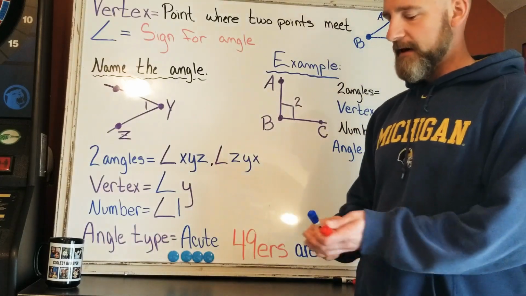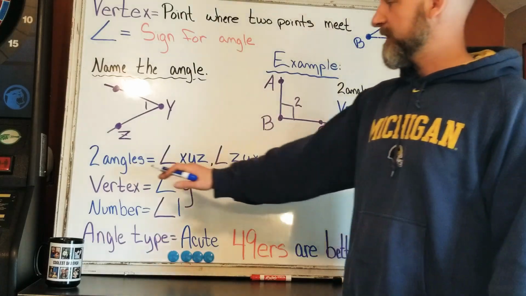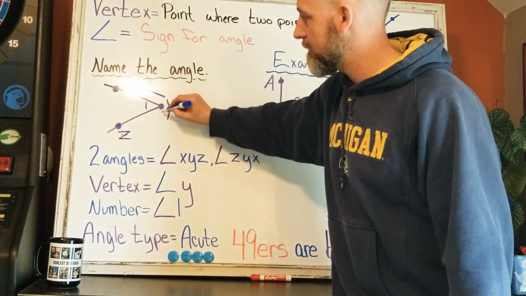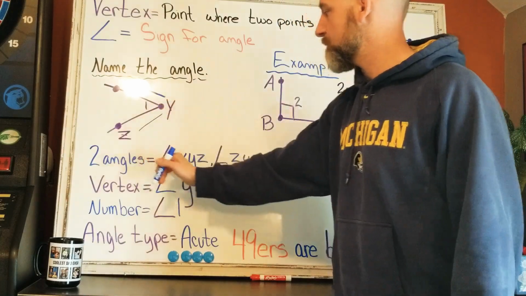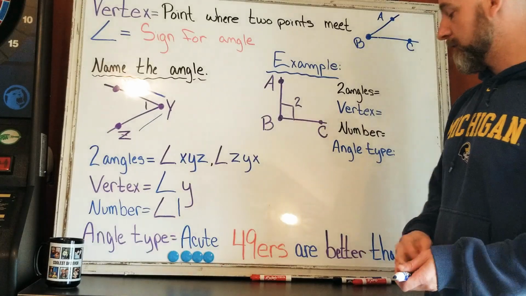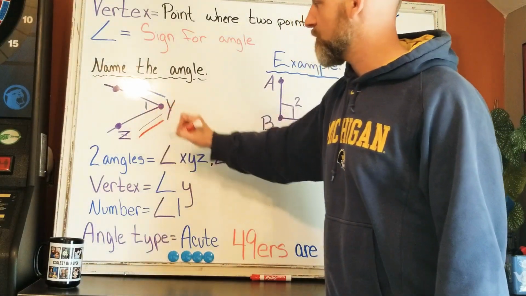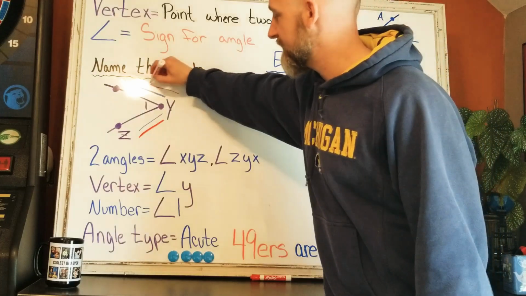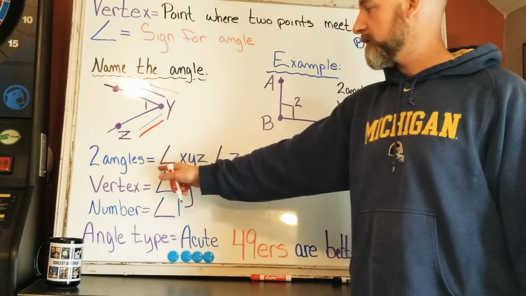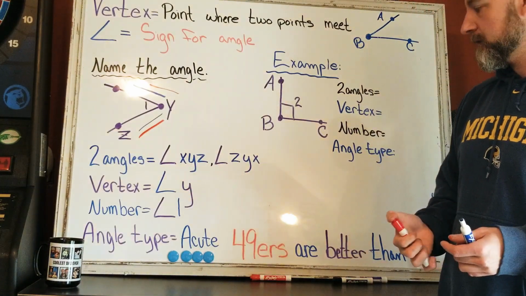So we want to find the name of the two angles here. One angle would be X to Y and Y to Z, so we have X, Y, Z. We want to find one more angle. Now we know we can go the opposite way. We can go Z to Y and Y to X, and we'll have Z, Y, X. So we have two angles, angle X, Y, Z, and angle Z, Y, X.